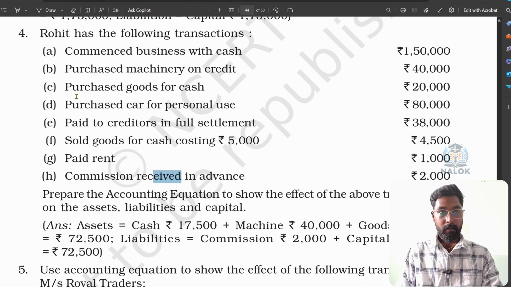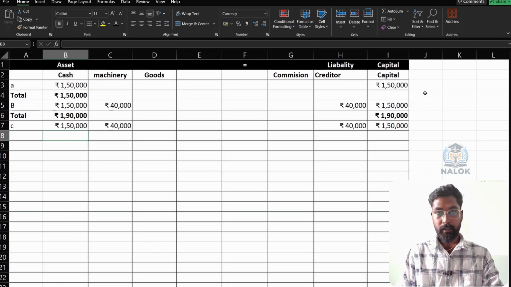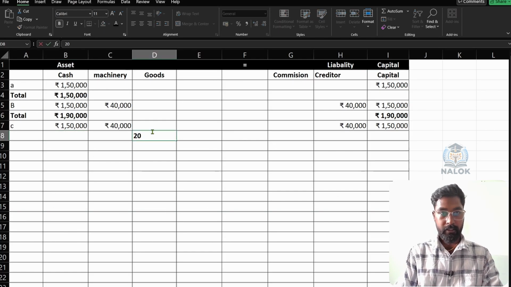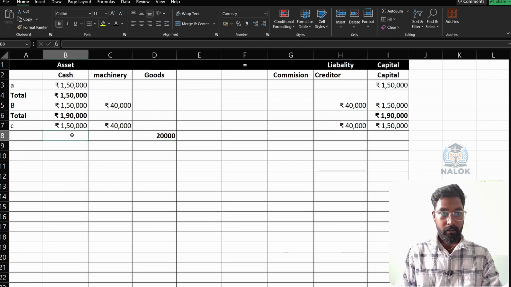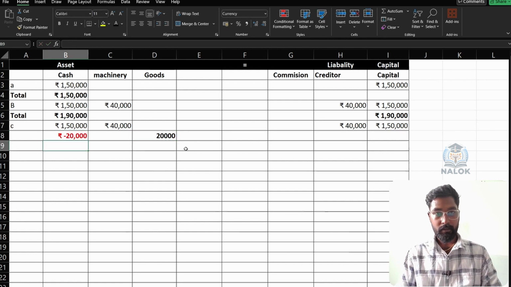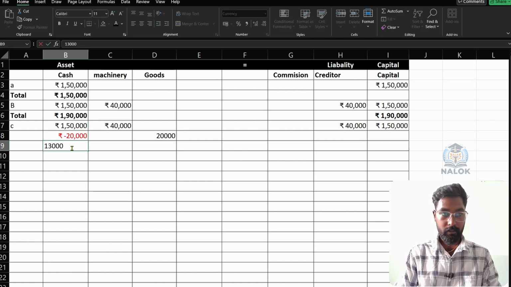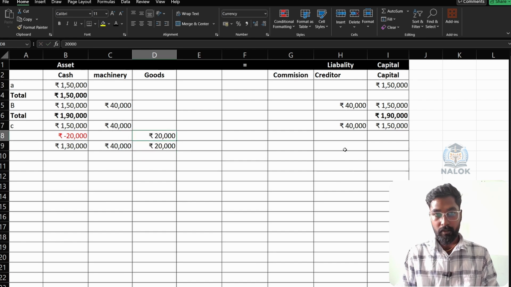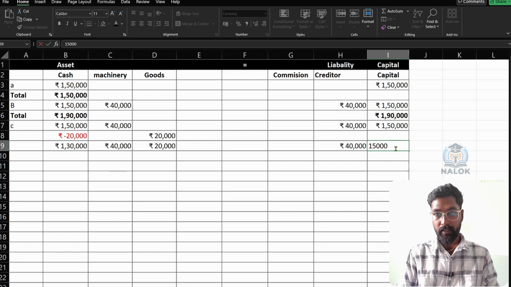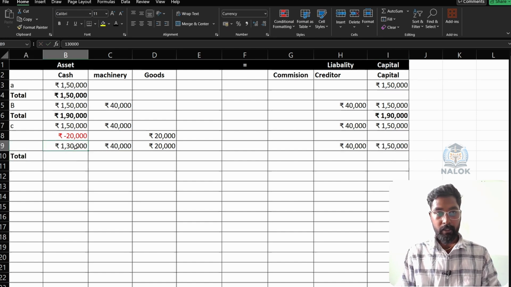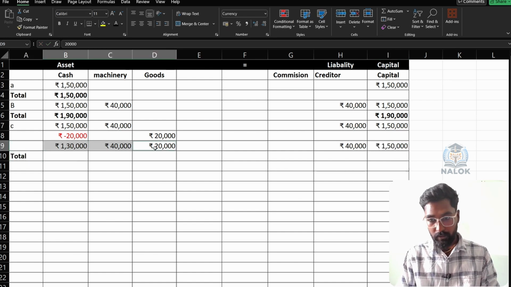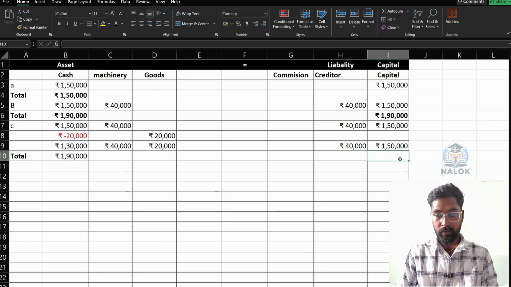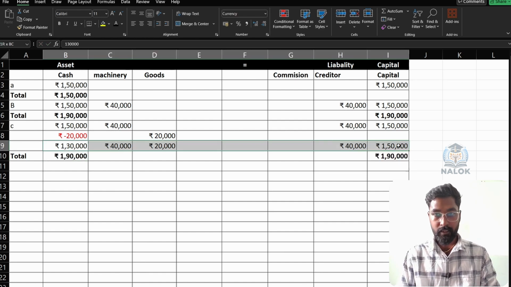Now to analyze the next transaction: purchased goods for cash worth 20,000. Now our goods account is increasing by 20,000. The cash asset will decrease by 20,000. Now let's do the total. 1,50,000 minus 20,000 is 1,30,000. And machinery is not affected. Goods worth 20,000 have increased. So the creditor is not affected yet. The balance of capital would be 1,50,000. Now let's do the total. 1,30,000 plus 40,000 plus 20,000 comes around 1,90,000. So it's the same. Now let's bring all the transactions below.